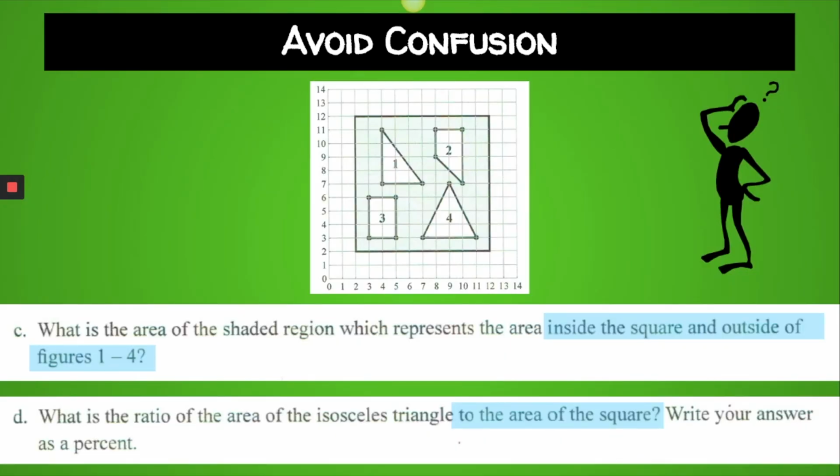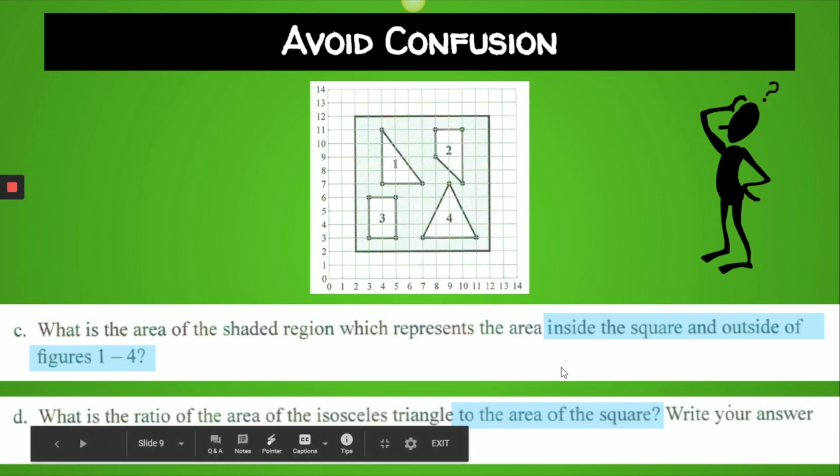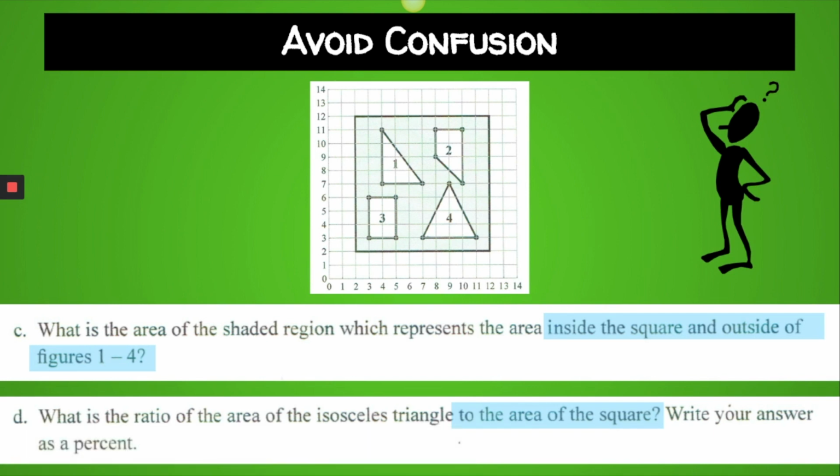Now, my tip to you to avoid confusion for this lesson, this is actually for question 1, part C and D, because they're right there next to each other, but they ask very different questions. So for part C, as you can see, the area in question is inside the square and outside of figures 1 through 4. So the part that they're asking about is going to be that part that's shaded blue on this image.